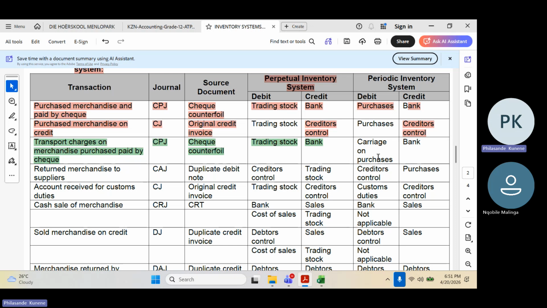When it comes to periodic, you're going to say debit carriage on purchases. I told you that under periodic, we don't talk about trading stock there. Trading stock is replaced by purchases. So we're going to have a carriage on purchases and then we credit bank. This carriage on purchases, we are going to use it to calculate cost of sales at the end of the day. Even the closing stock will be part of that calculation.